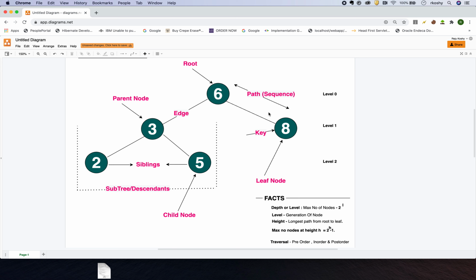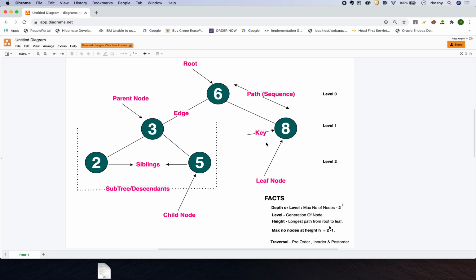So now let us go to the key. What is key? Key is nothing but the data. We use key and data interchangeably. Key holds the data part of the node. When we discussed linked lists, we discussed about two or three parts: previous, next, and data. So here in a tree, sometimes we refer to the data part as key. Key and data are the same. So we are good on that.